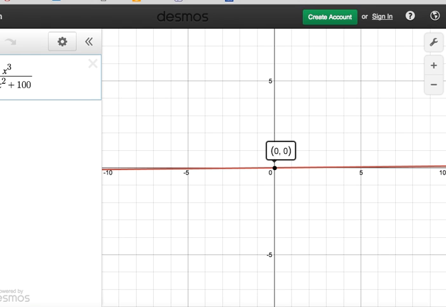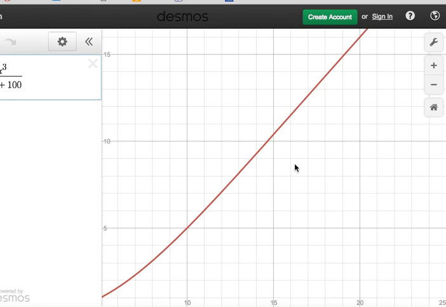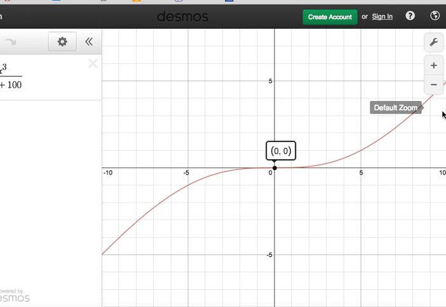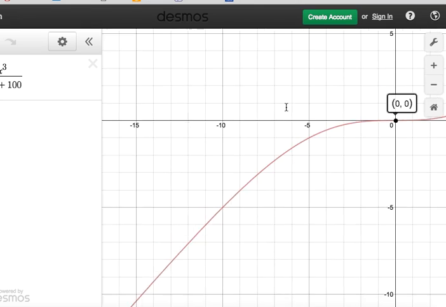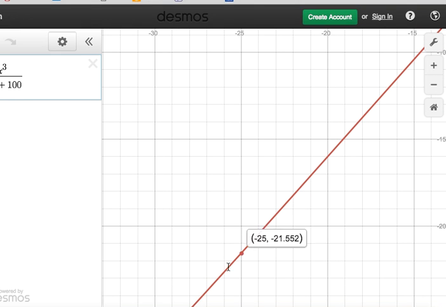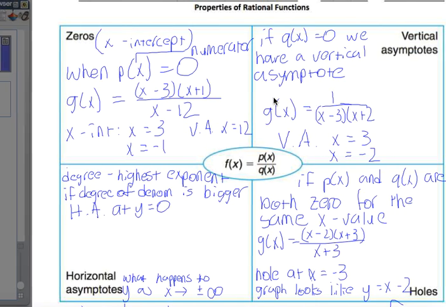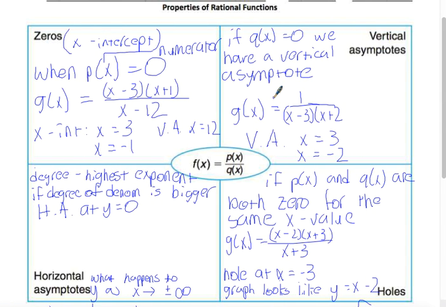More exaggerated if I make this just x squared. Then you can see this function shoots off to infinity in both directions. And if you go to the left, same thing. The y values keep getting more and more negative, and they never come back down to 0. So if the degree of the numerator is bigger, then there is no horizontal asymptote.